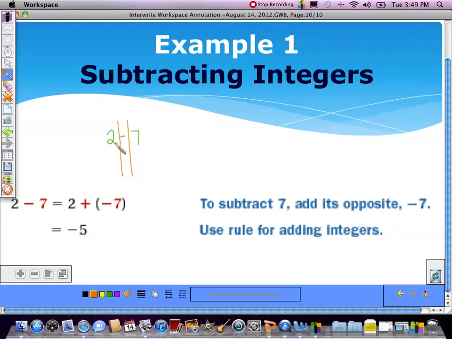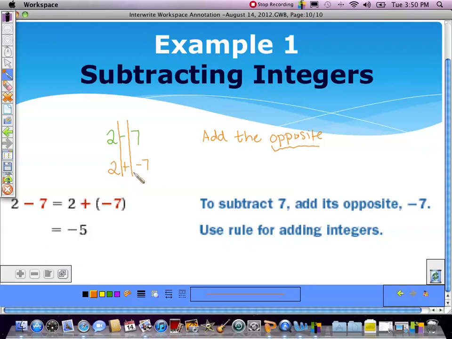Then what we're going to do is keep the first term the same, so that just drops down. Your subtraction sign is going to change to an addition sign, because remember our rule is to add the opposite. So, just to review, you keep this first term exactly the same. Your subtraction becomes addition, and we're going to change the second number to its opposite. The opposite of positive 7 is negative 7. Now at this point you see you just have a simple addition problem.